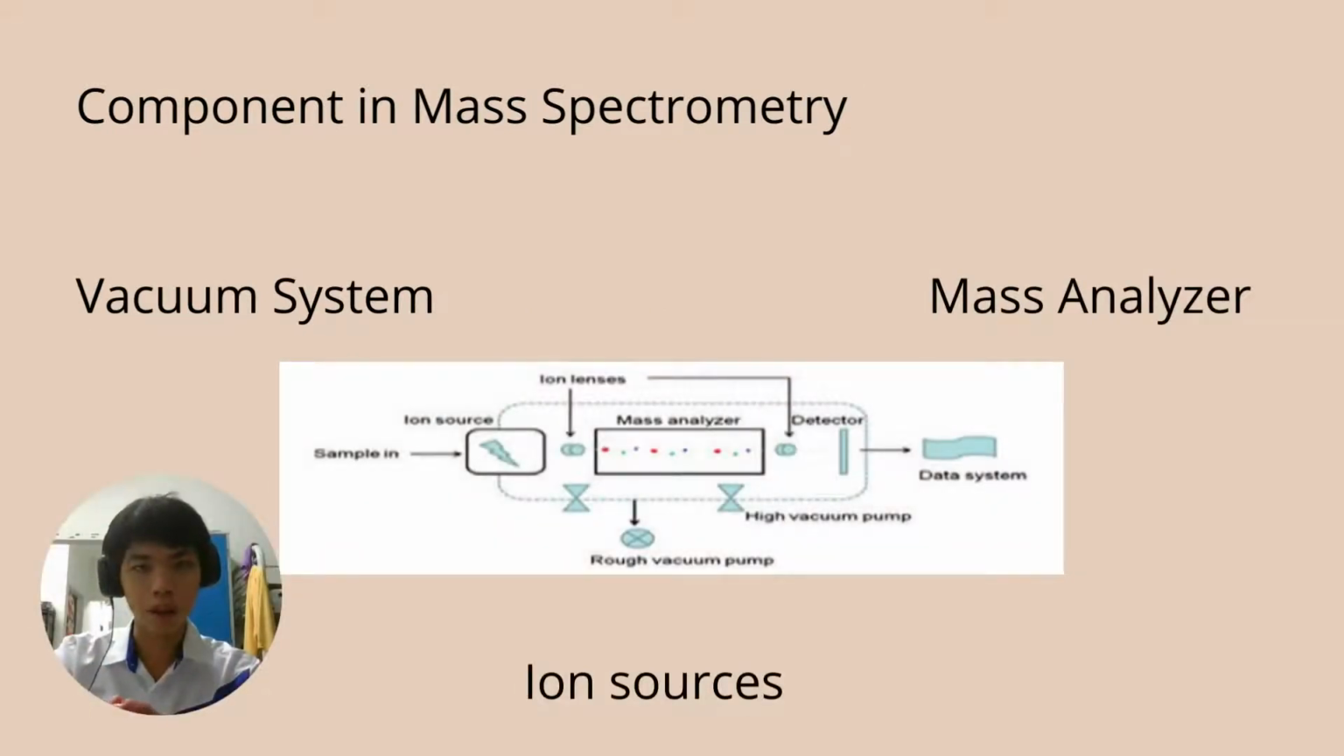So the main components in mass spectrometry: we have the vacuum system, which creates a vacuum to prevent disturbance from other compounds. We have the mass analyzer, which analyzes the mass of ions passing through to the detector. And we have the ion source, which creates electron bonding or chemical ionization of the analyte, so we can obtain the ion and know its properties.